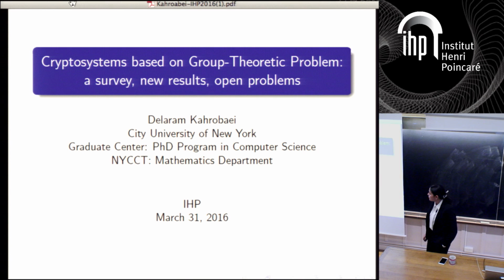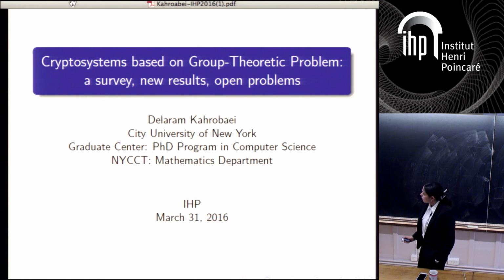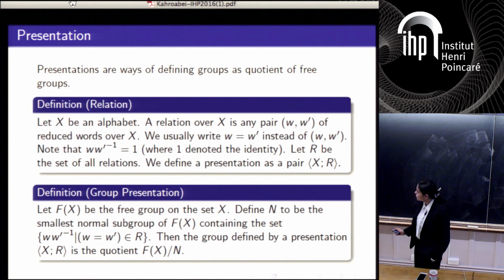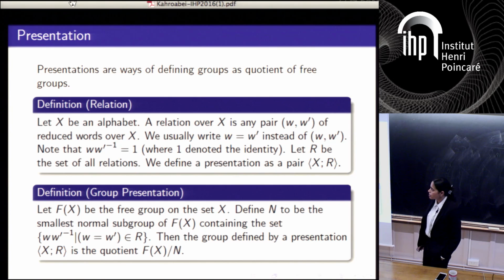I'm going to speak about cryptosystems based on group theoretic problems. I give a survey, some new results, and if the time allows, some open problems. First of all, I start with some basic definitions of group theory. The way we define groups in combinatorial group theory is using presentations. So presentations are ways of defining groups as quotients of free groups.